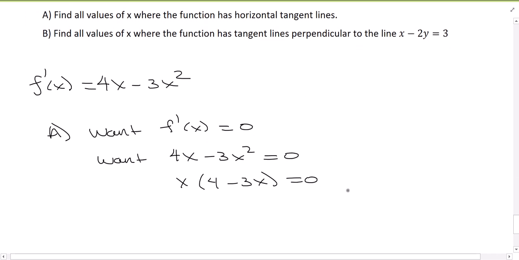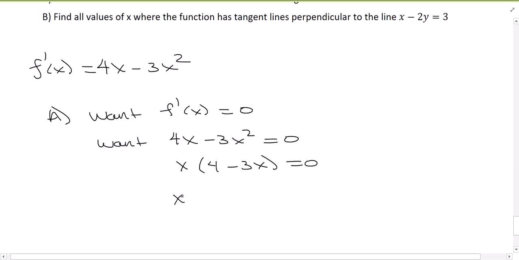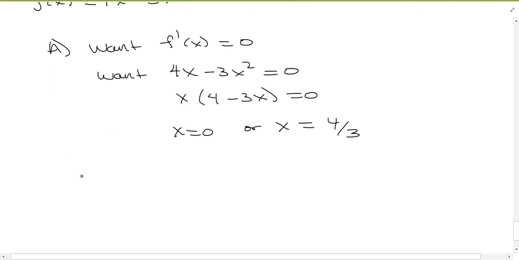And so now we can redo the work that we did last time, right? So then that means this is x equals 0 or x equals 4/3. So that's where this function has horizontal tangent lines. This is the same as when we did in the prior video series for the derivative as a function.